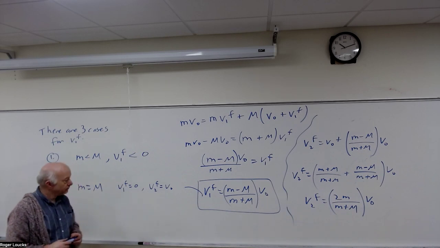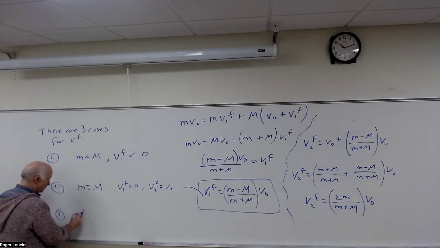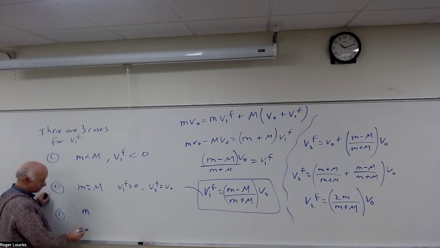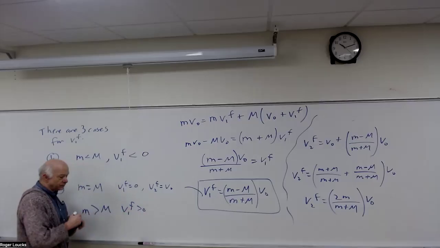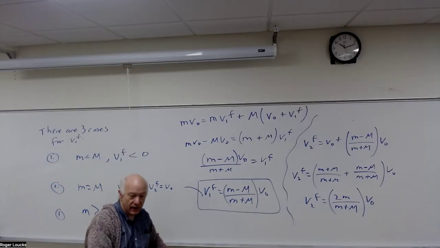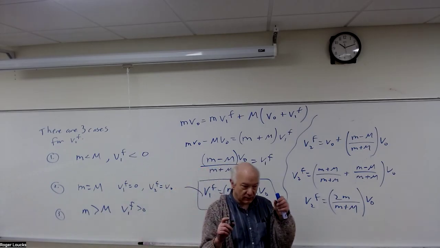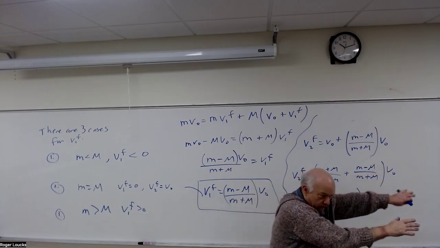Okay, now what's the other case? Little m is bigger than big M, and then this right here is positive. So if I have a little marble here, and I have a bowling ball, and I whip this bowling ball at that marble, if that's an elastic collision, that bowling ball's not coming back at me. Everything's just going this way.